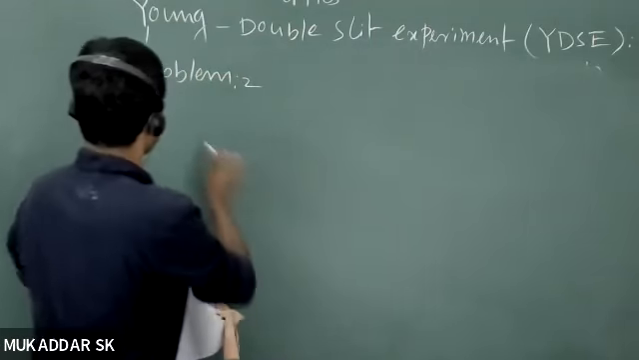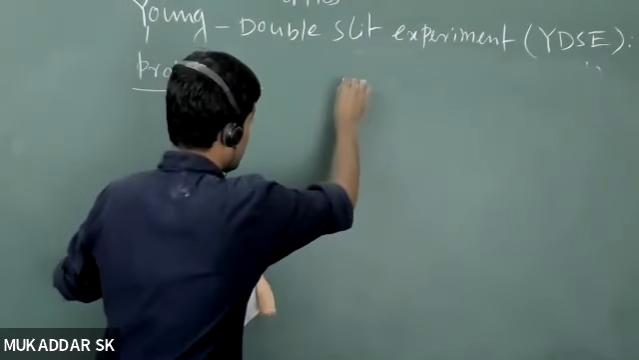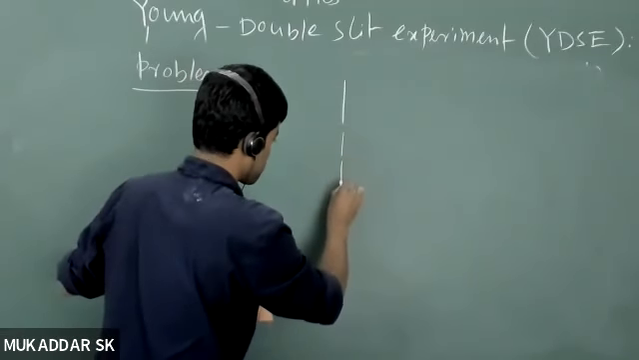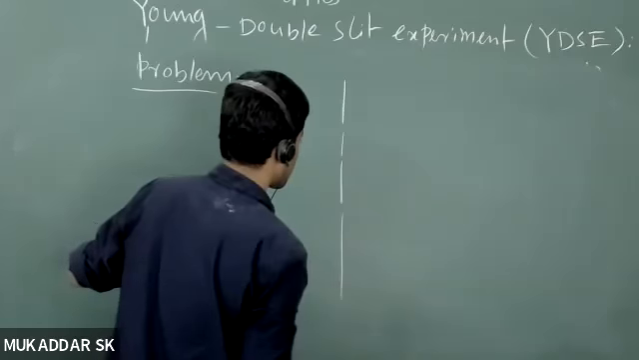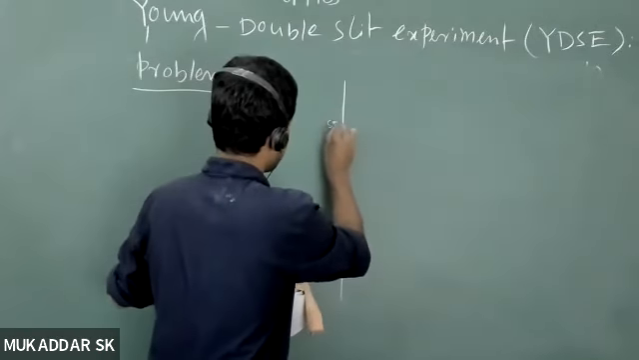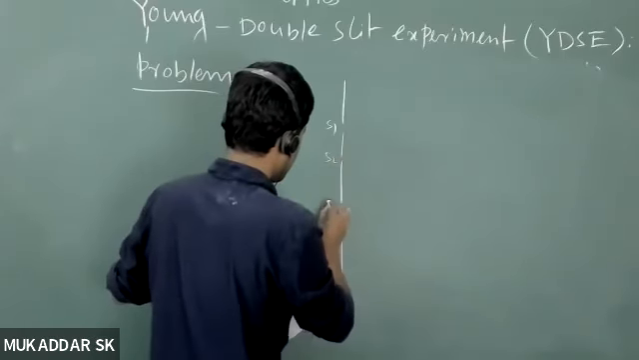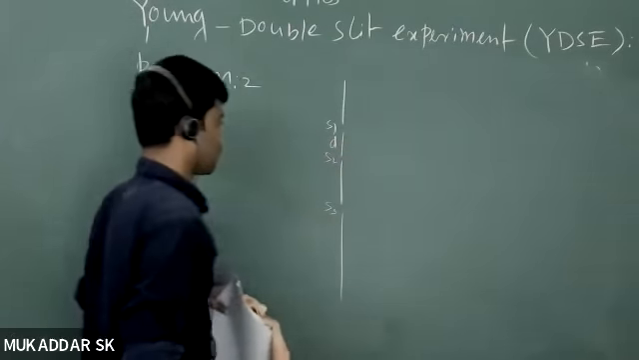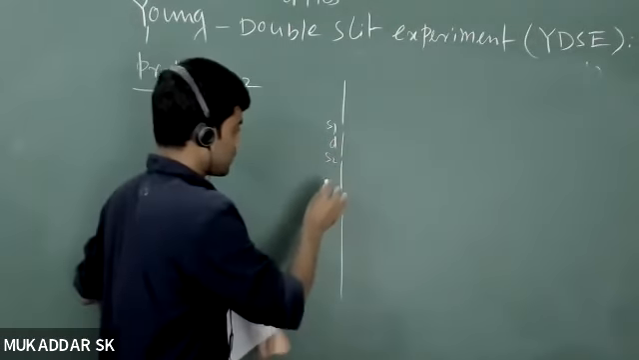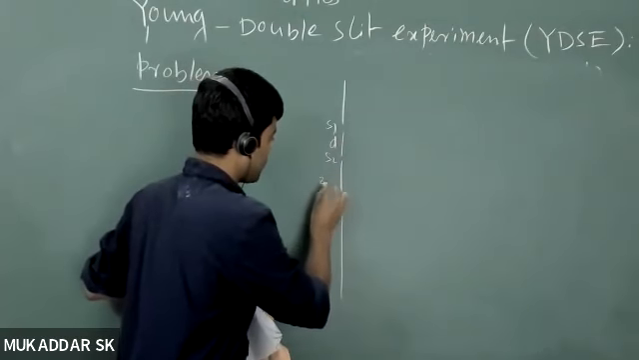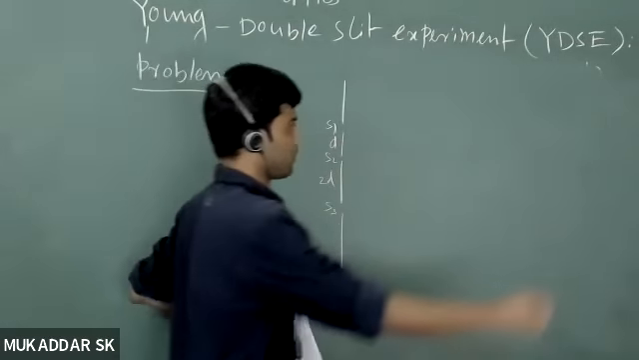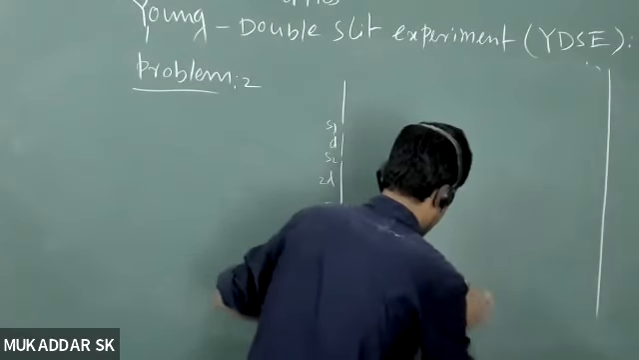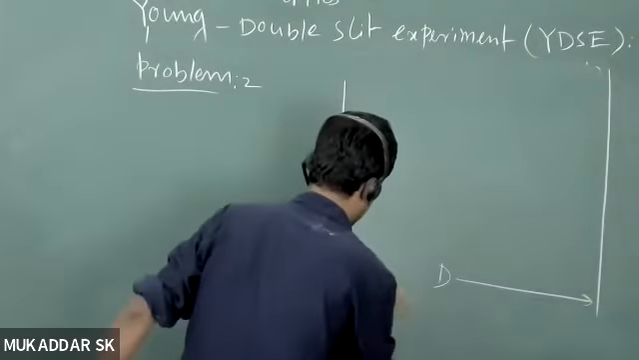Okay, so now you have 3 slits actually, not 2 slits. And this is your S1 slit, this is your S2, this is your S3. This separation between S1 and S2, that is small d. Separation between S2 and S3, that is twice d. And you have a screen at a capital D distance away.